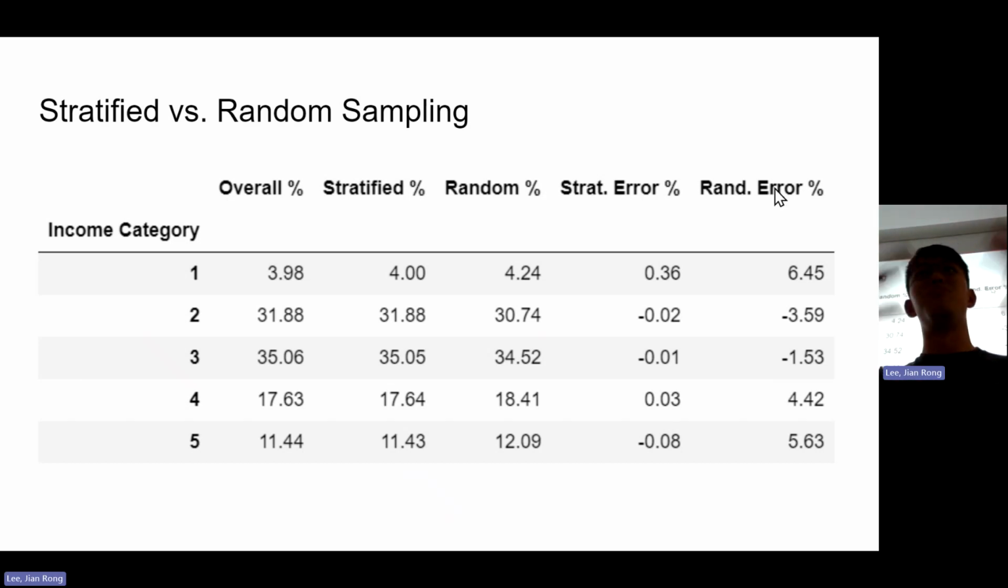Whereas if we did a random shuffle and we just randomly took 4,000 out of it, the error is actually quite high. You can see here, 6% error for the first income category, right? So this basically means that among the people who earn quite little, in the first income category, in the test set, there's 6.45% too many of them. So they are overrepresented in the test set, which is not really what we want.